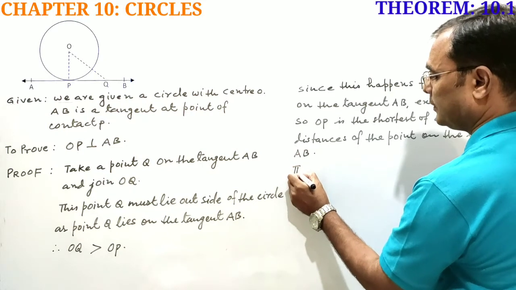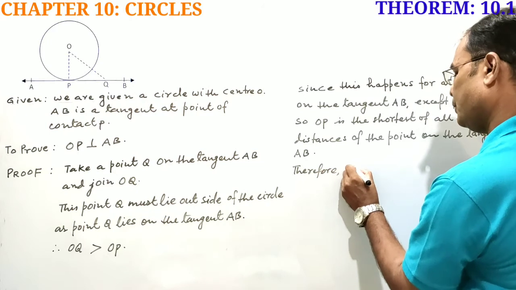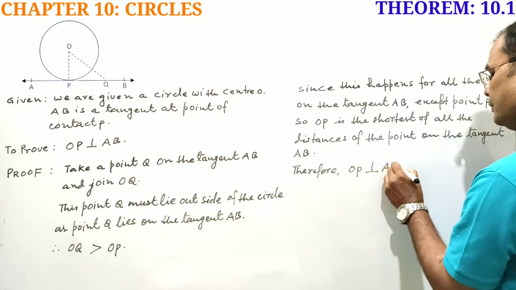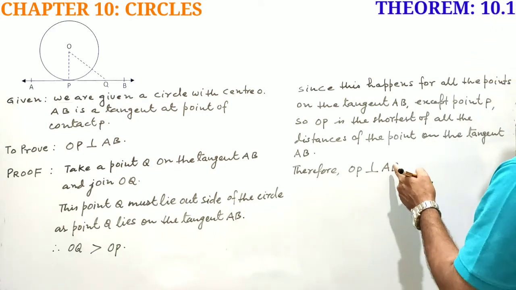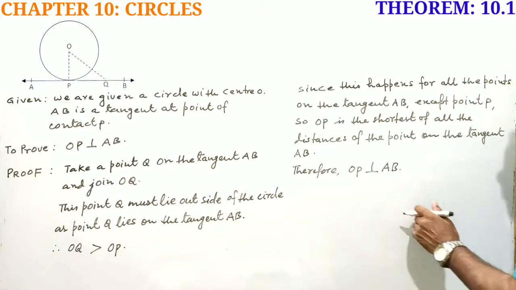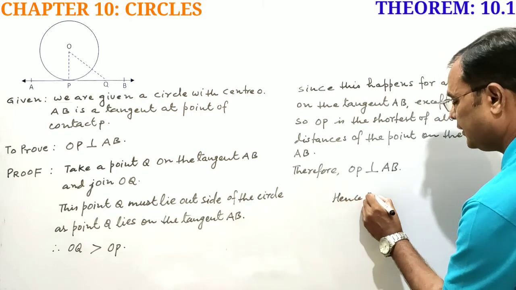Therefore, OP is perpendicular to tangent AB. Being the shortest distance, OP will be perpendicular to tangent AB. Hence proved.